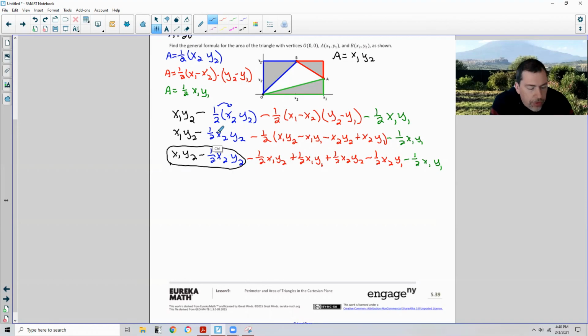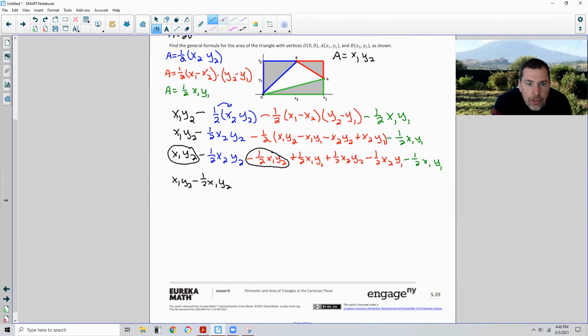I rearranged first. So x sub 1, y sub 2, I have to find those like terms. So x sub 1, y sub 2 is here. I have an x sub 1, y sub 2 here. So those two are like terms. So I'm going to rewrite them together. X sub 1, y sub 2 minus 1/2 x sub 1, y sub 2. I can subtract those because they're like terms.